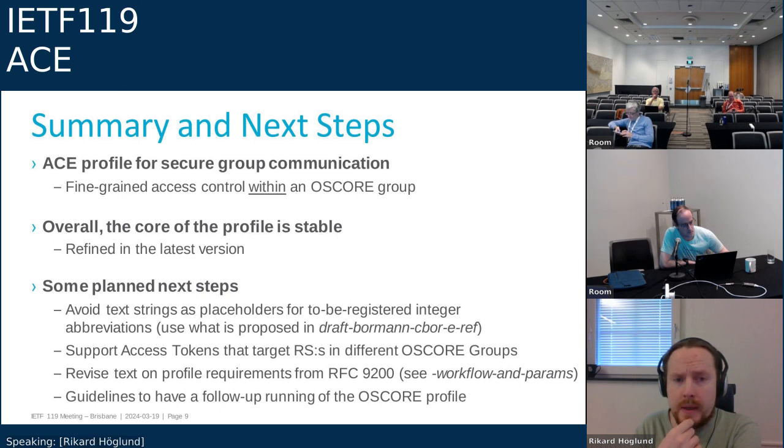We do have a couple of planned next steps, though. Number one, which was also mentioned in the previous presentation, is to avoid these text string placeholders and go with the approach in this draft, Bormann CBOR EREF. We also want to support access tokens that can target resource servers that may be in different OSCORE groups, because now we only support tokens targeting resource servers in a single group.